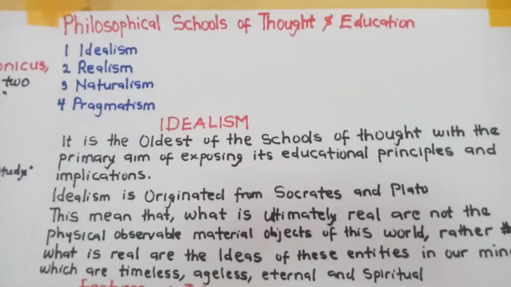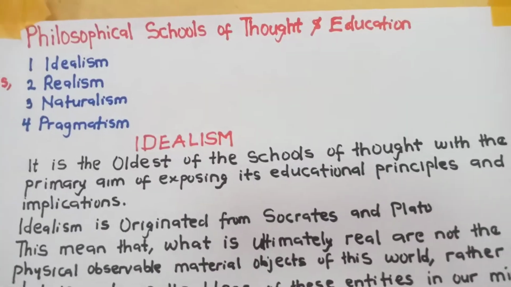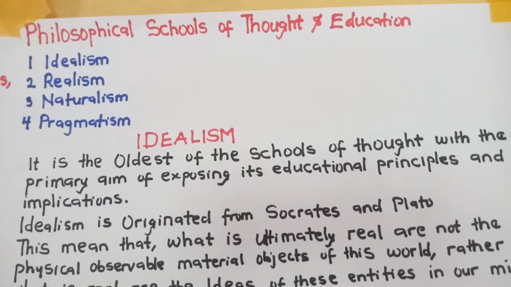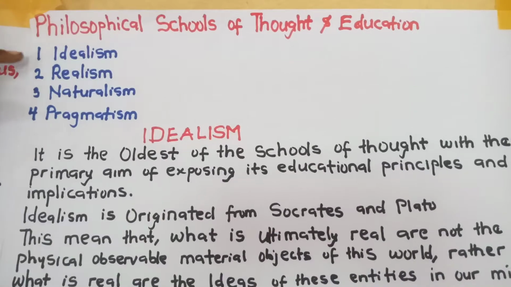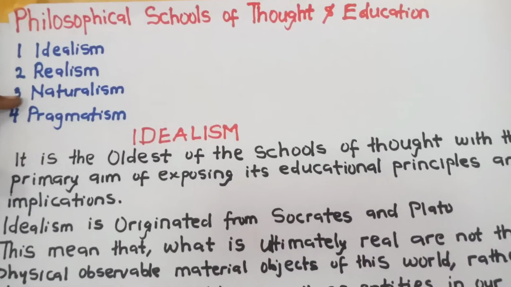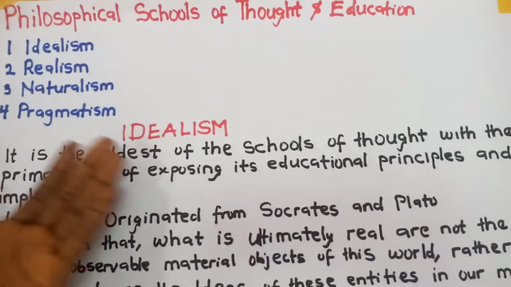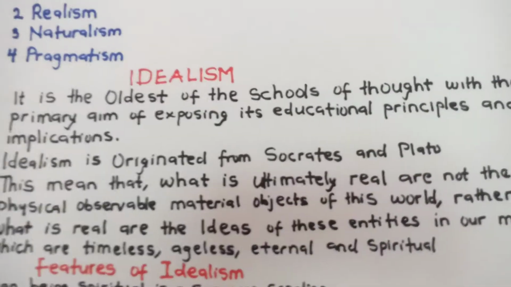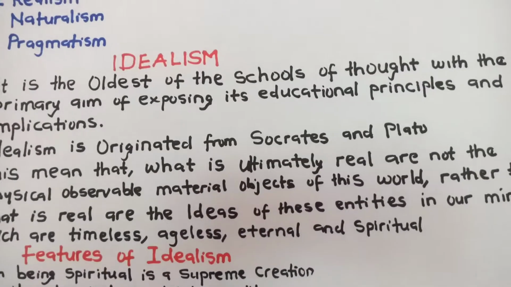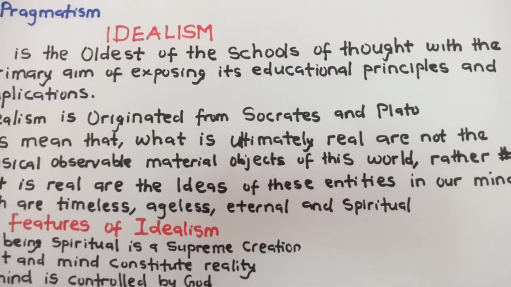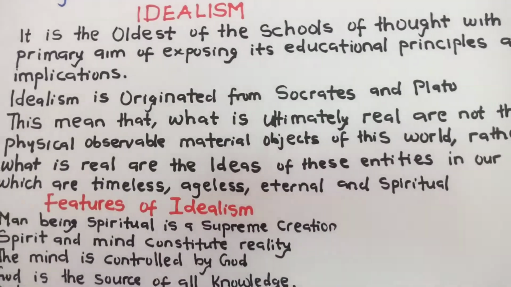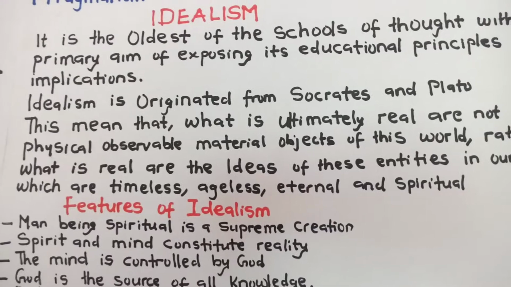Now let's move to the schools of thought. There are different schools of thought in philosophy of education, philosophical schools of thought. But for the purpose of this examination, we shall be examining idealism, realism, naturalism, and pragmatism. What is idealism? Idealism is the oldest school of thought, with the aim of exposing its educational principles and implications. Idealism originated from Socrates and Plato.